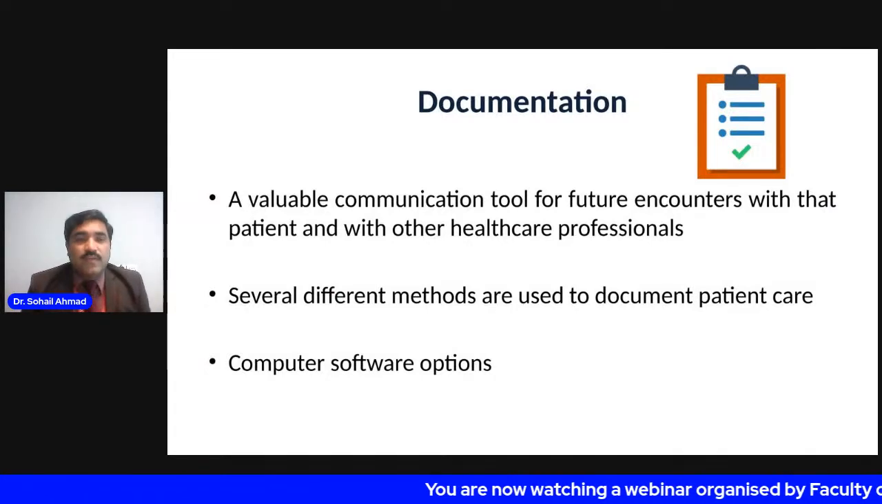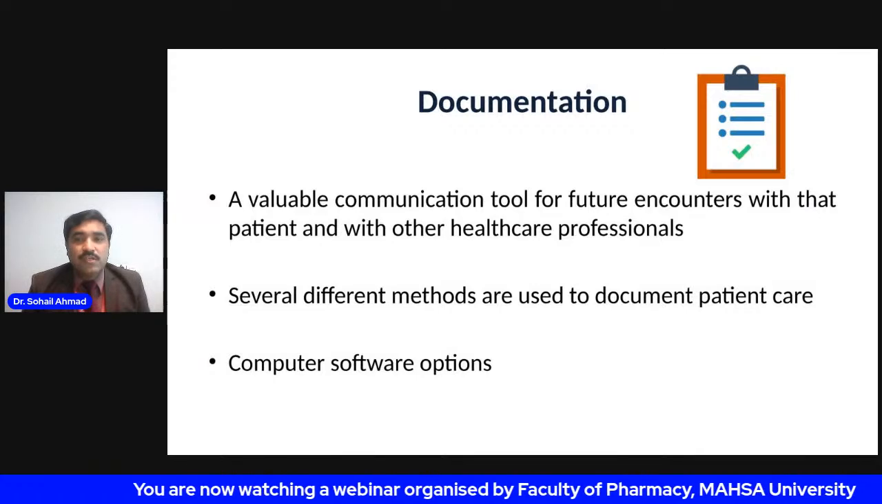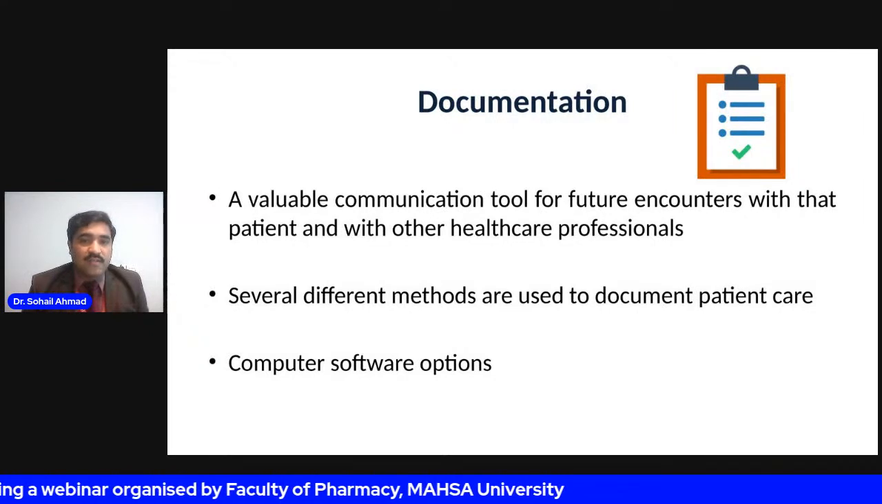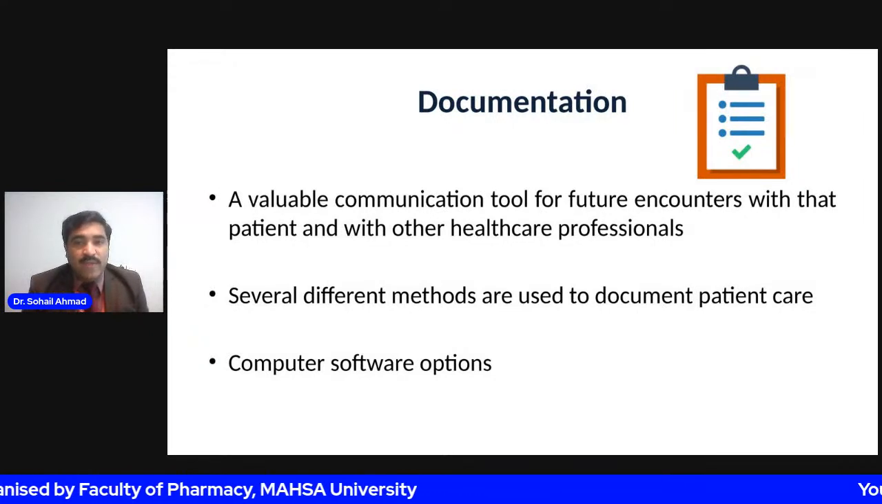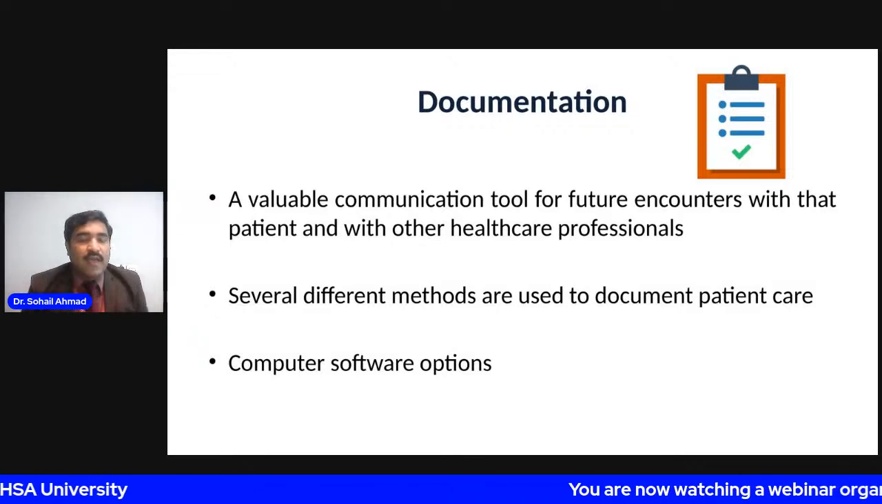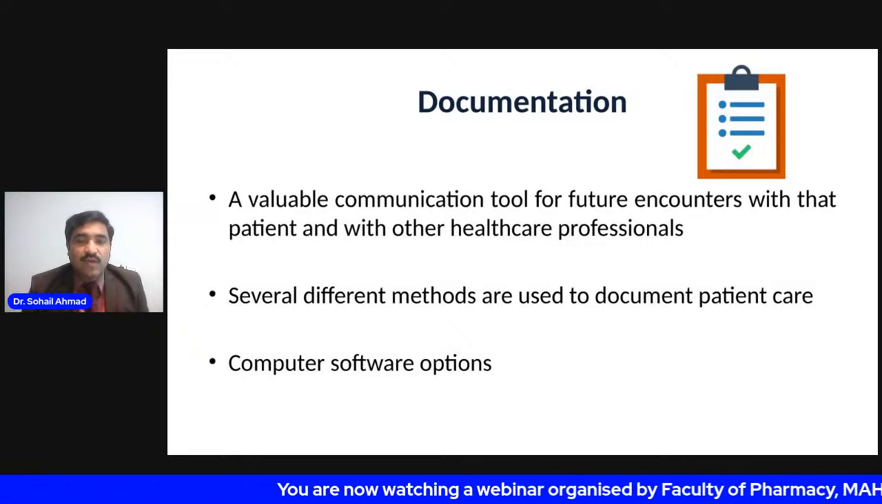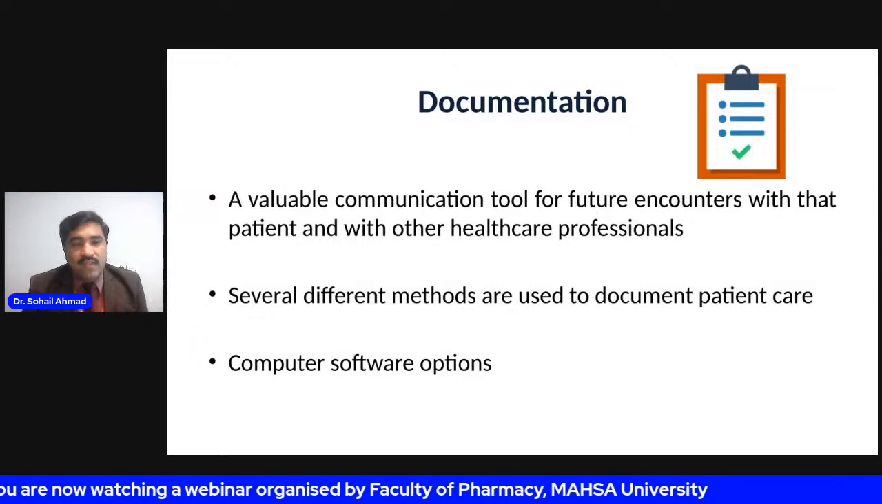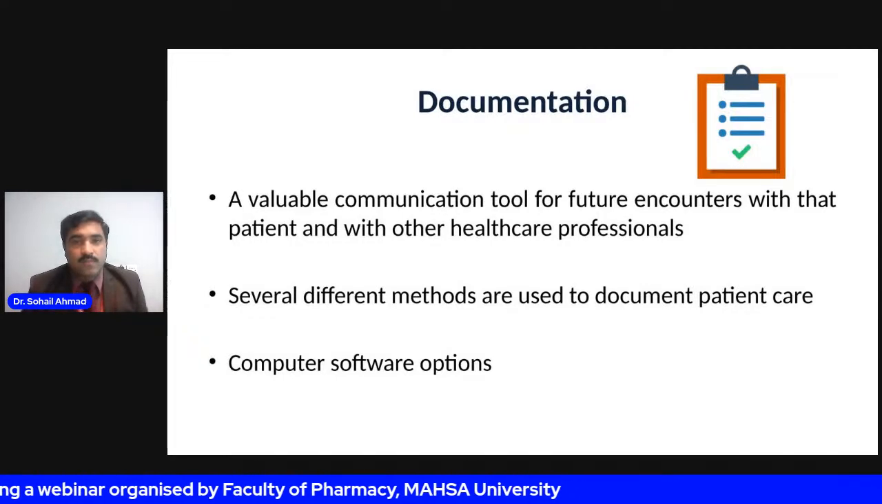All right, the next one is documentation. A valuable communication tool for further encounters with that patient and with other healthcare providers. There are several different methods that are used to document patient care. And nowadays, in advanced countries, in developed countries, it is strongly recommended, and they have computer software options.